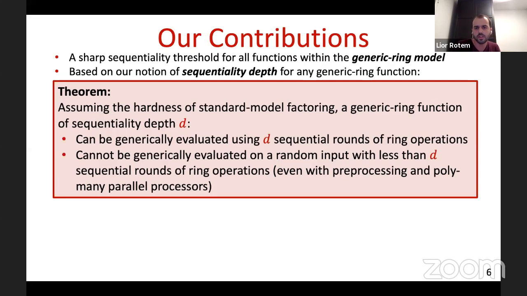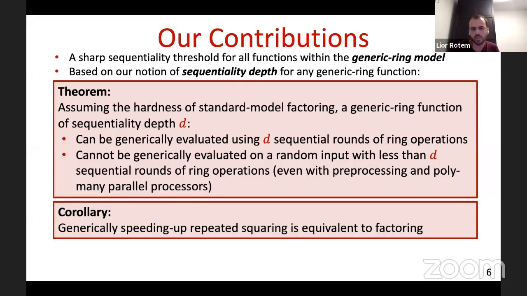Concretely, assuming the hardness of factoring RSA moduli in the standard model, we show that a generic ring function of sequentiality depth D can be generically evaluated using D sequential rounds of ring operations, but cannot be generically evaluated on a random input with fewer sequential rounds of ring operations, even with preprocessing and a polynomial number of parallel processors. Now, I don't have the time to talk about this notion of sequentiality depth in depth, but I will say that for simple enough polynomials, it roughly corresponds to the log of their degree. And in particular, for the repeated squaring function with respect to a delay parameter t, its sequentiality depth is exactly t. So as an immediate corollary, we get that generically speeding up repeated squaring is equivalent to factoring.